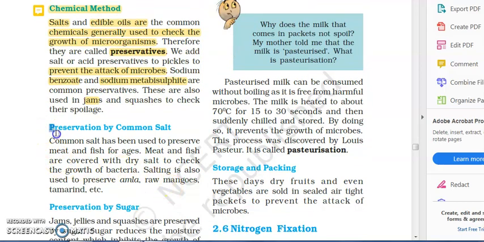The next method for food preservation is common salt. This method we generally use to check the growth of bacteria in meat and fish. How do we check it? Meat and fish are generally covered with dry salt. This way we can check the growth of the bacteria. Salting can also be used to preserve amla, raw mango and tamarind.